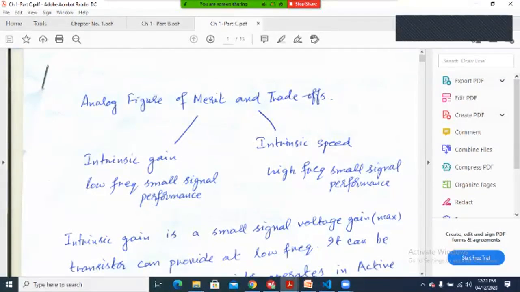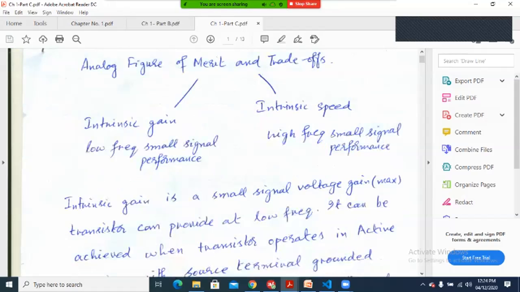Intrinsic gain: if we want to increase the intrinsic gain, we have to compromise the intrinsic speed, and if we increase the intrinsic speed of the transistor, we have to compromise the intrinsic gain. So these are the two trade-offs.